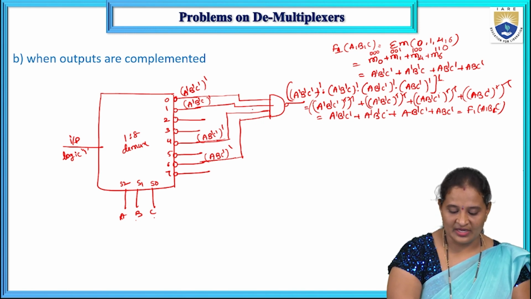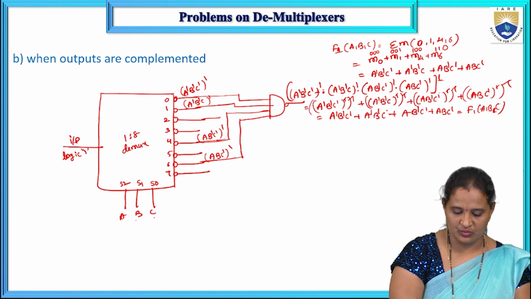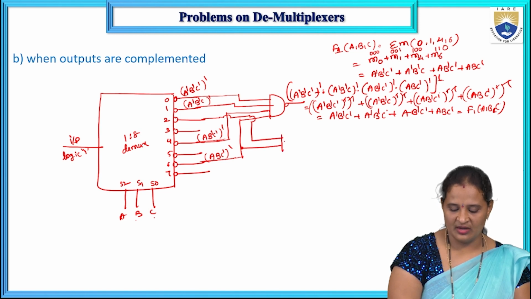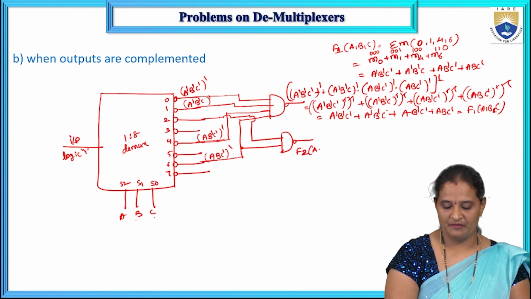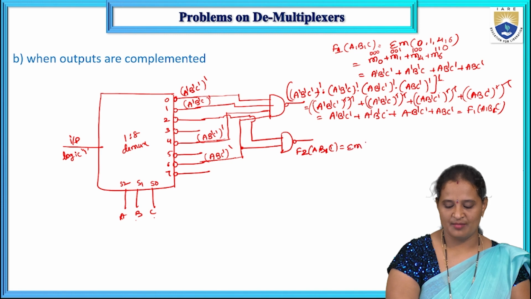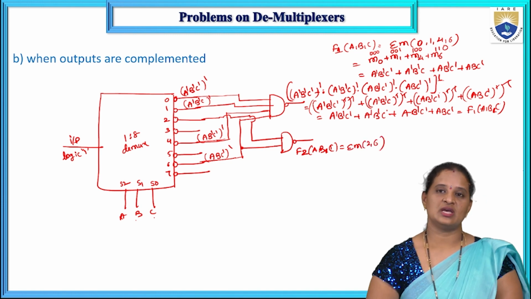What is that? That is 2 here. So this is 2. Okay, I'm taking 2 and then 6. So again, I have to go for a NAND gate. So F2 of A comma B comma C is equal to summation M of 2 comma 6. So this is how you can implement.